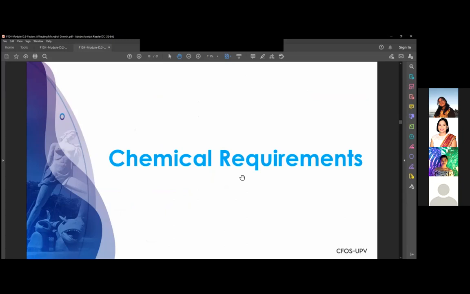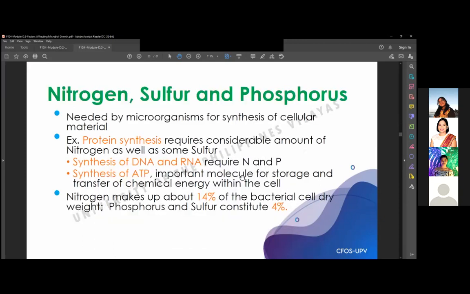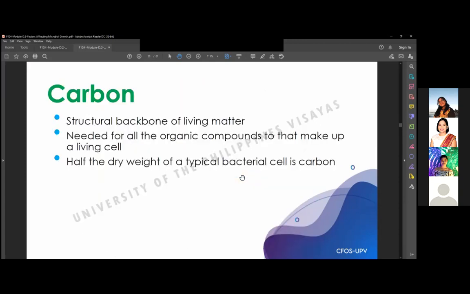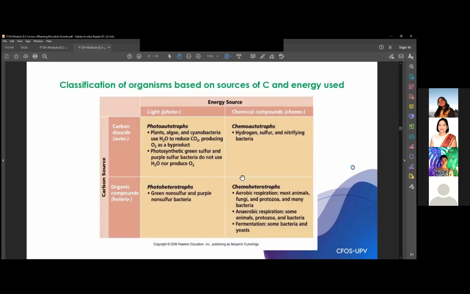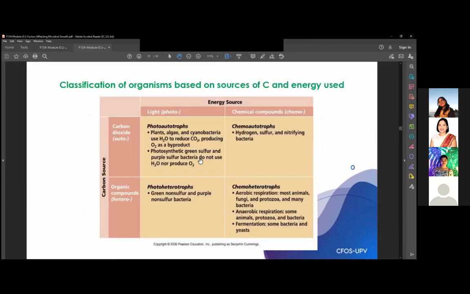Okay, sorry. Ayan, let's now go to chemical requirements. Yung slide naman na to is complete, no? Very detailed yung pagkakagawa. I just wanna emphasize yung mga important details na kailangan natin. So, sige, magbabrowse tayo. So, carbon is the structural backbone of living matter. Ayan. So, we know that all organic compounds require carbon. Okay? Sige, next. Yan yung classification of organism based on carbon sources.